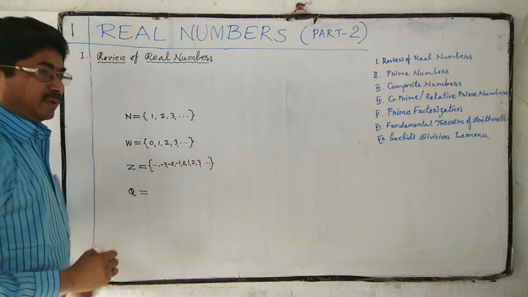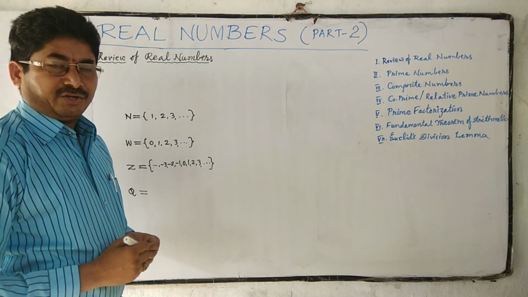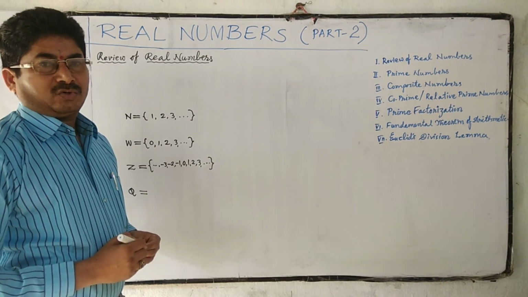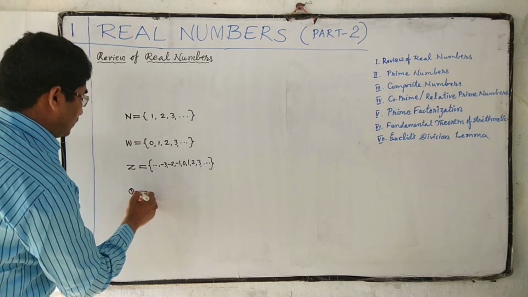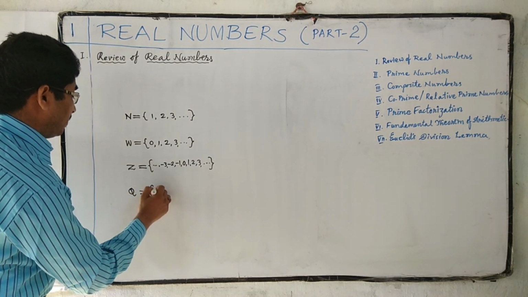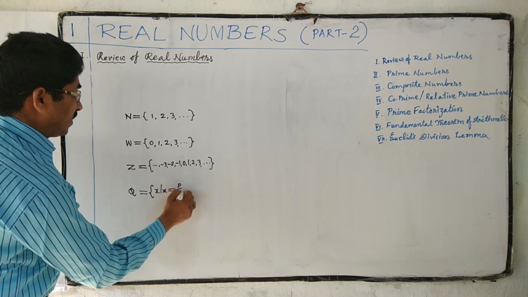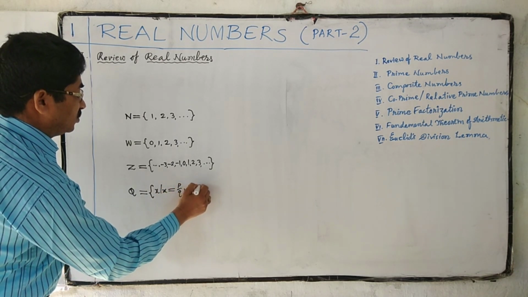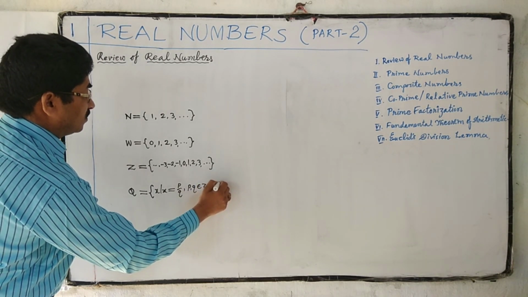The numbers which can be written in the form p by q, where p and q are integers and q is not equal to 0, are called rational numbers. Rational numbers are denoted by the letter Q. Q is equal to the set of x such that x is equal to p by q, p, q belongs to Z and q is not equal to 0.